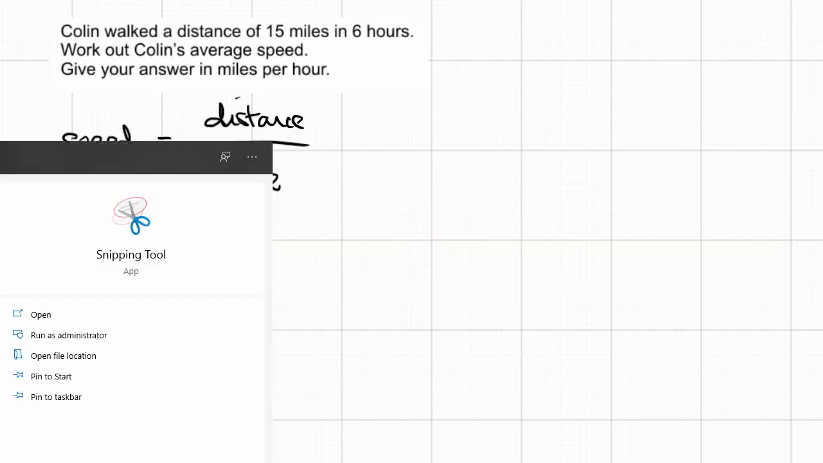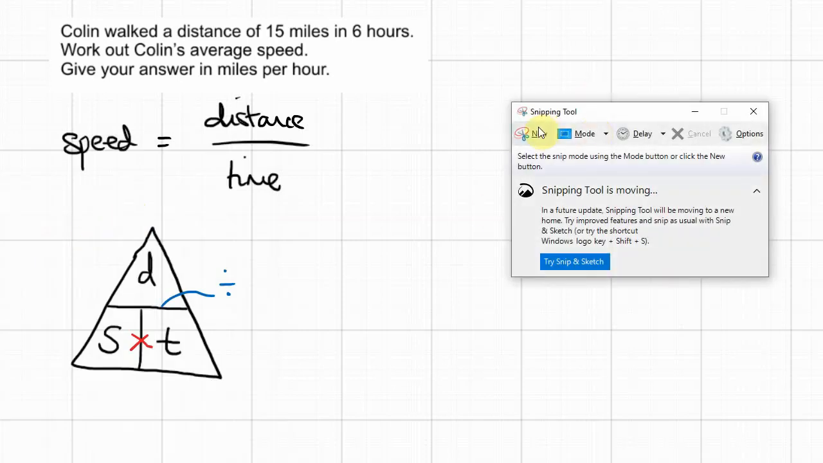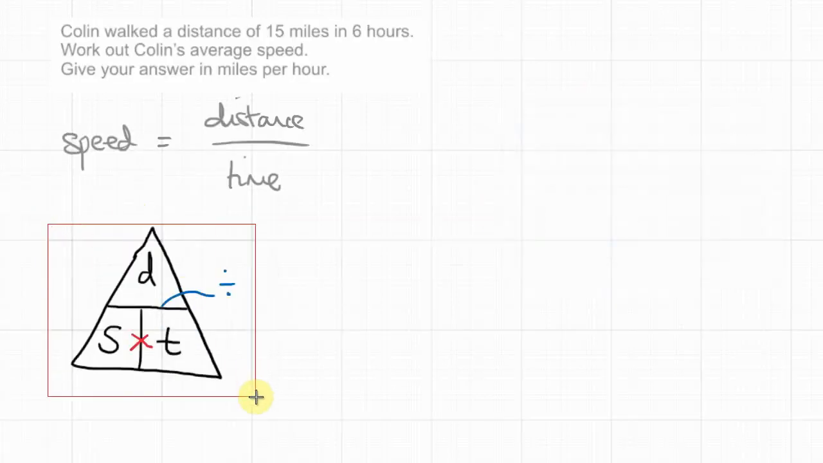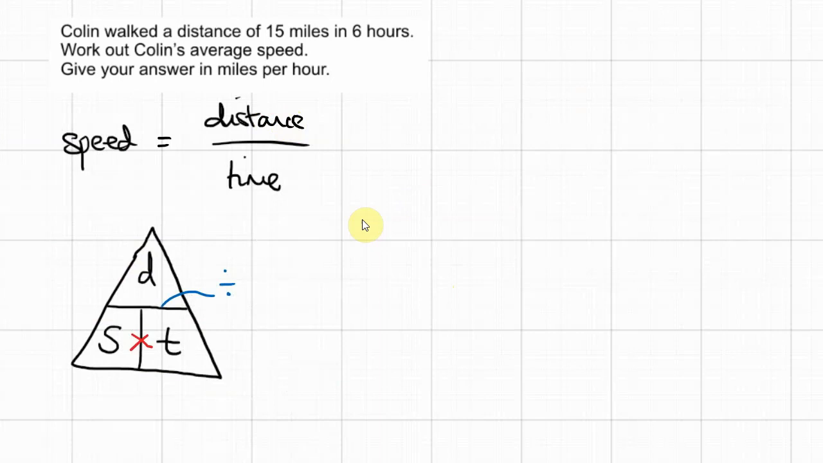And if I'm wanting to find the time, I've got distance over time. So this line here means divide. So if I'm wanting to find the speed, I'm going to do distance divided by time, etc. I'll copy and paste that little triangle over to each question with my little snipping tool, because I think it'll be useful for each question. I know I don't have to draw it out every time.